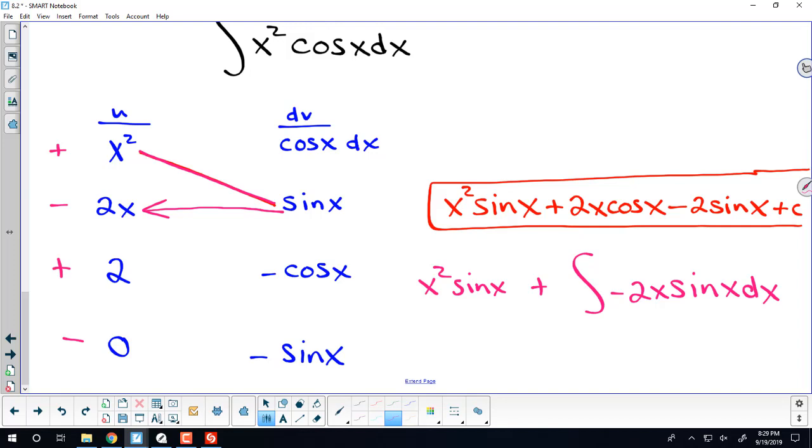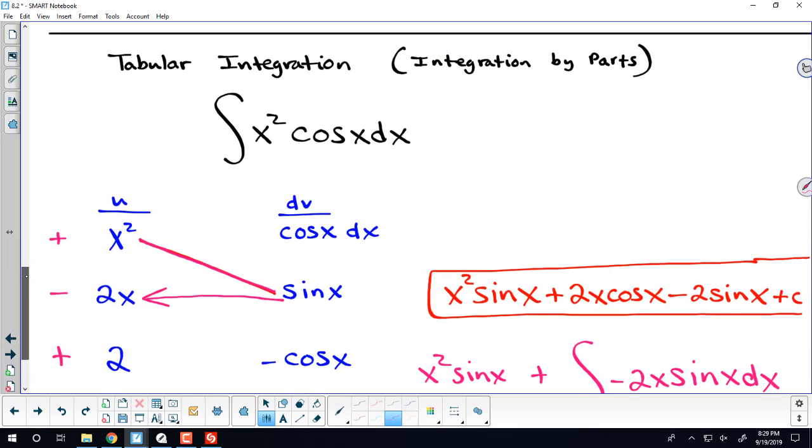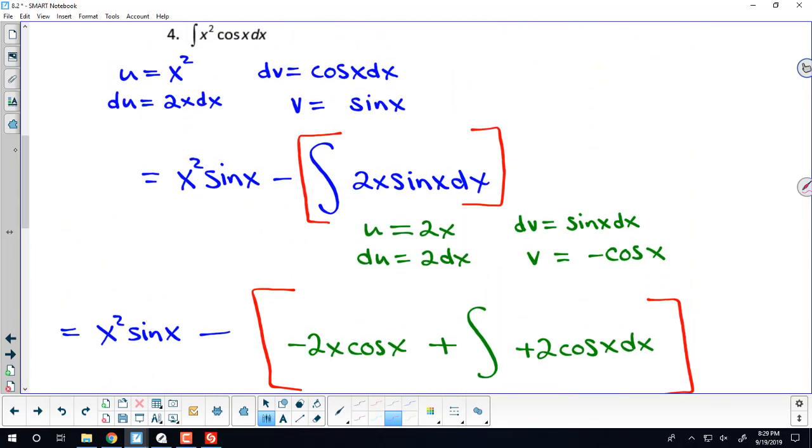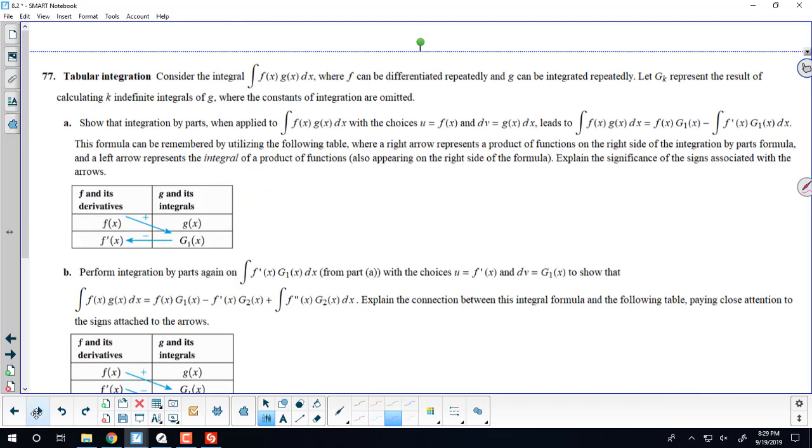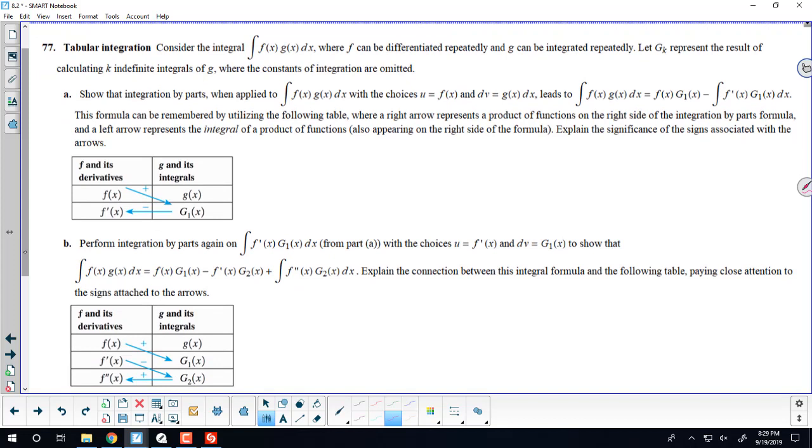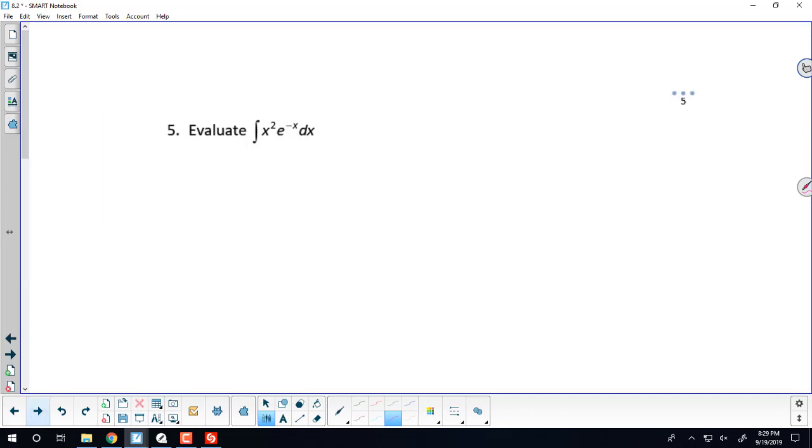If you'll notice, that was what we ended up with after our first round of integration by parts: x squared sine x minus 2 times the integral of x sine x right here. So that's what they explain through this example. I'll leave that there if you want to reference it. We'll look at a couple more with integration by parts and with tabular integration, just so you can get your bearings on either one.